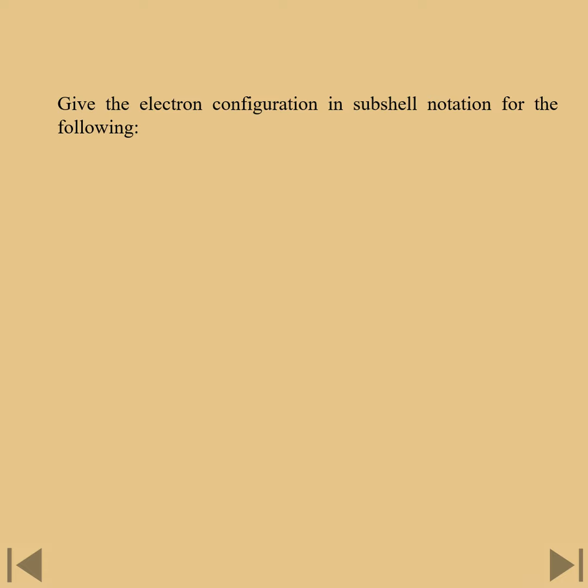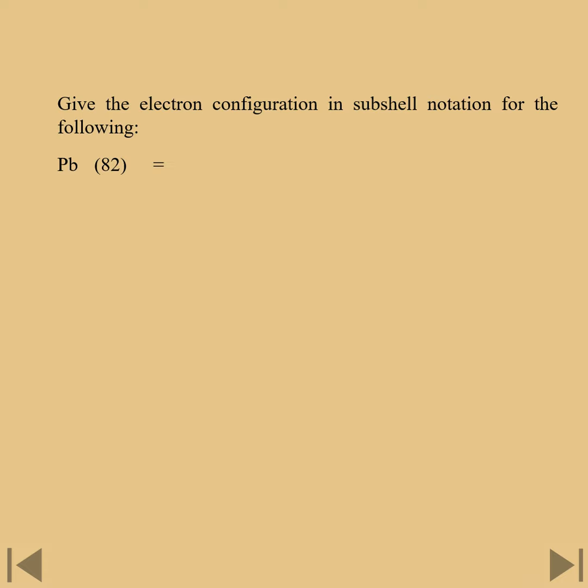Now give the electron configuration and subshell notation for lead, element 82. We'll grab your periodic table. And so the first electron goes into 1s, and that gets 2. Third electron starts 2s, and that gets 2. Fifth electron starts 2p, and that gets 6. Our 11th electron starts 3s, and that gets 2. Our 13th electron starts 3p, and that gets 6.